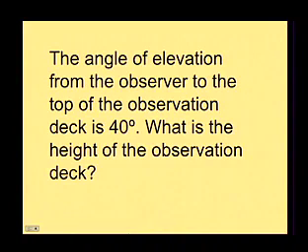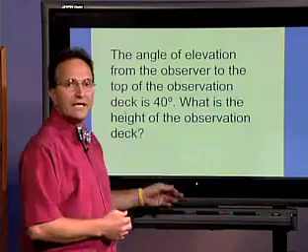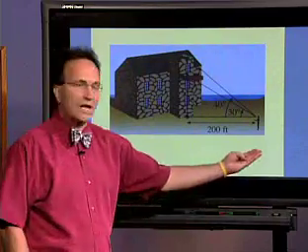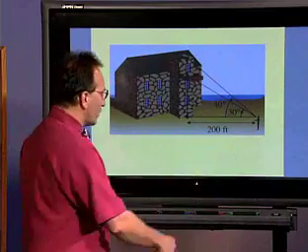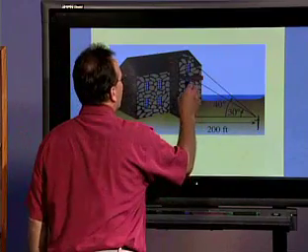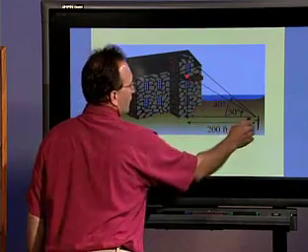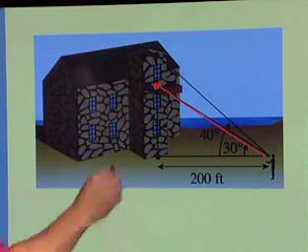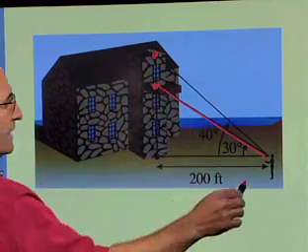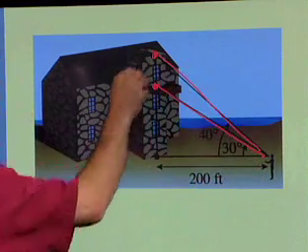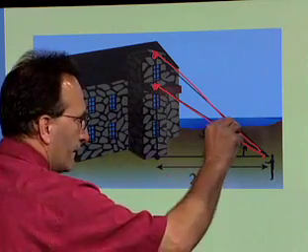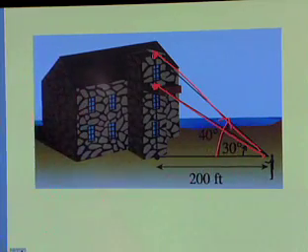Well, once again, we're going to start this problem by looking at a diagram of what's going on. So you can see this time we have the observer, and when he looks at the bottom part of the deck, it's a 30-degree angle. And when he looks at the top portion of the deck, he has to look up at a 40-degree angle right here. We know that he's 200 feet from the tower.